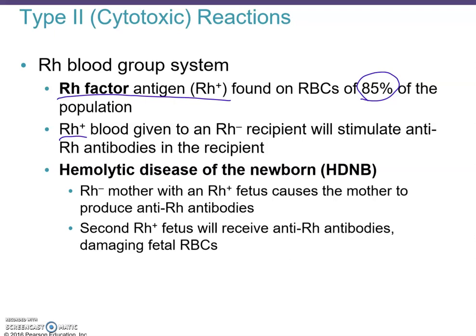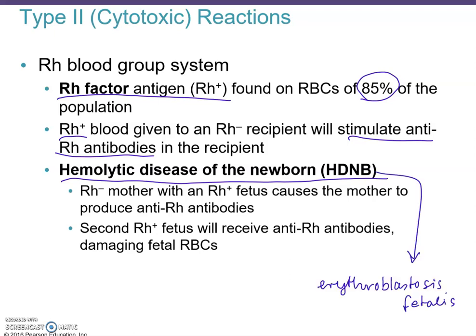She doesn't even have to be given the blood. Just at birth, she will naturally come in contact with Rh positive blood, and that will stimulate the formation of Rh antibodies. Now, in subsequent pregnancies, if she's pregnant again with an Rh positive baby, then these antibodies will cross the placenta and will cause this hemolytic disease of the newborn, otherwise known as erythroblastosis fetalis. I'm going to write that down.